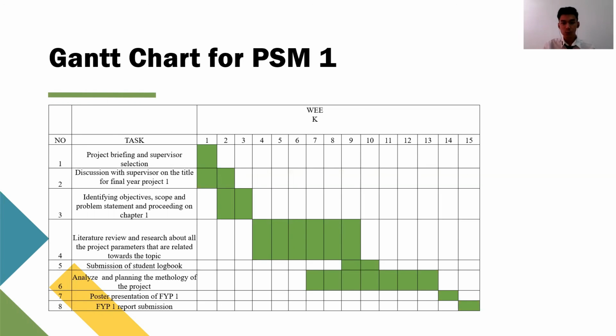From week 7 until week 13, analyze and plan the methodology of the project. Week 14, make a poster presentation of FYP1. And week 15, the FYP1 report submission.